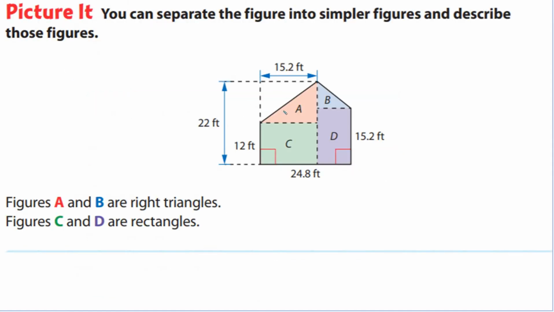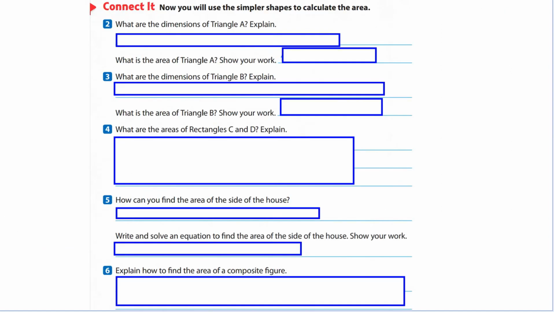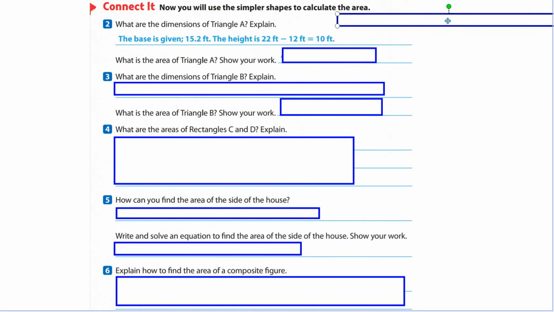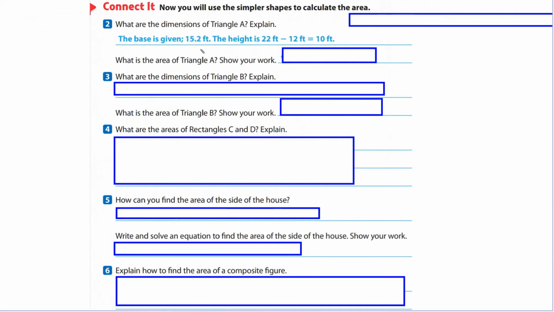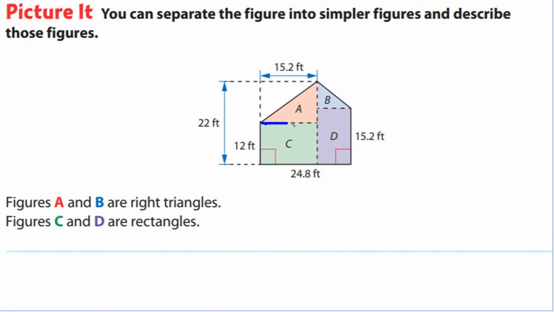Alright, so now we're going to go back to this. If you remember, we separated the figure into simpler figures and we're going to describe these right now. The first one. What are the dimensions of triangle A? And explain it. The base is obviously given. If we go back here, we'll look at triangle A. The base is given, 15.2 feet. And the height is 22 feet minus 12 feet, which equals 10 feet. As you can see, the base here is given at 15.2 because this is 15.2. Can everybody see that? Great.